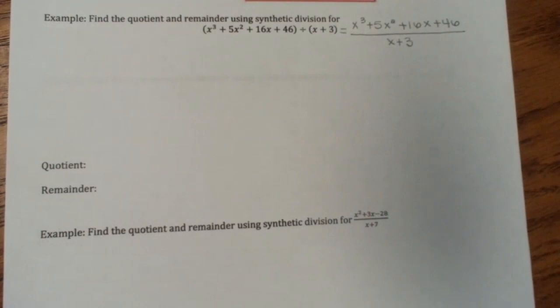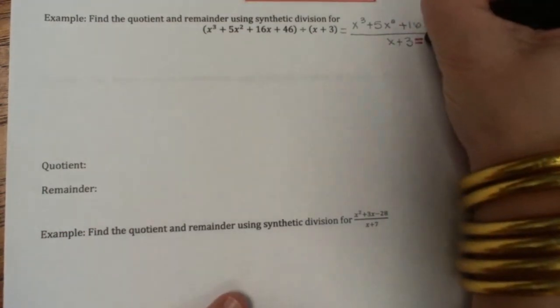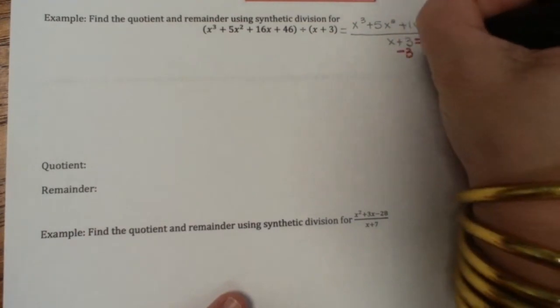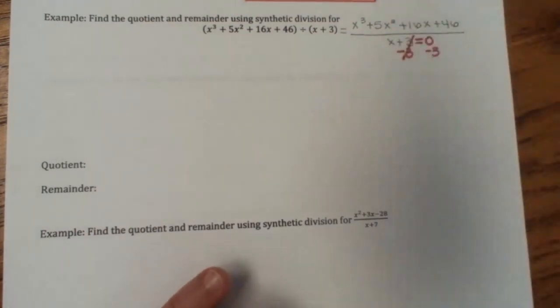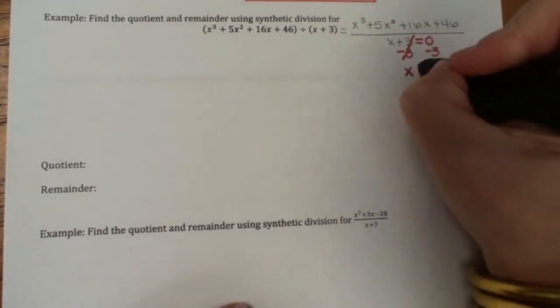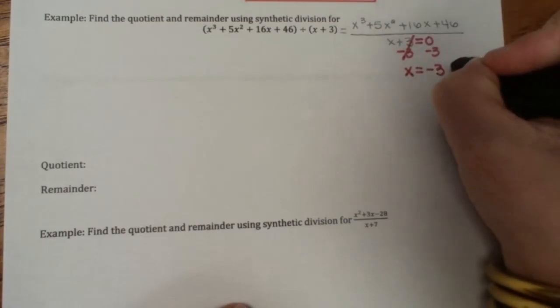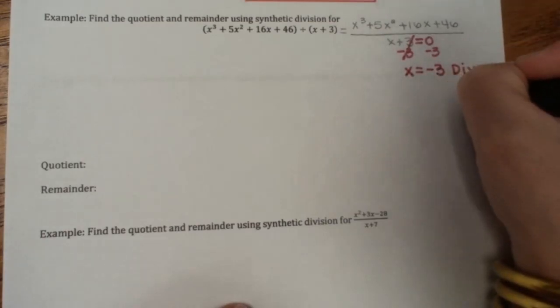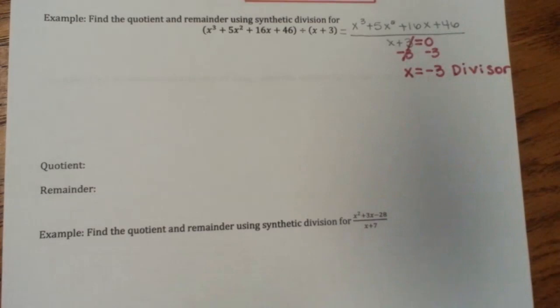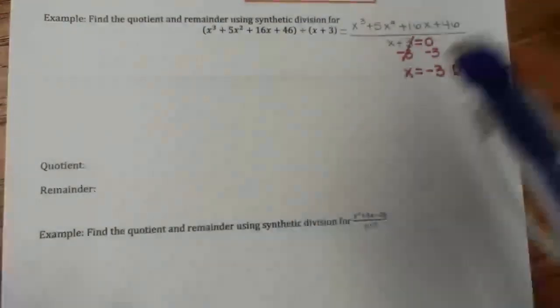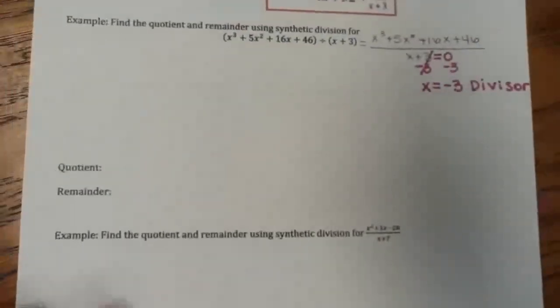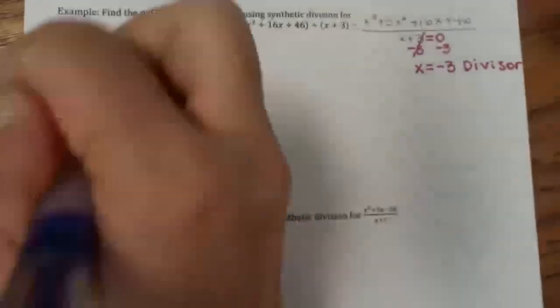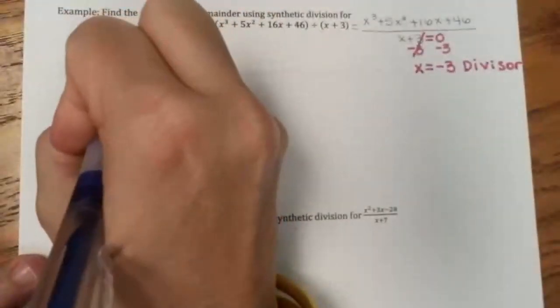So the first thing we are going to do is find our divisor. We're going to set our denominator equal to 0 and solve. So we have x plus 3 equals 0. We could subtract 3 from both sides. This would give us x equals -3 as our divisor. So we're going to do just like we did up here. I just write mine a little bit different. So my -3, I put it in a box this way. So that is our divisor.